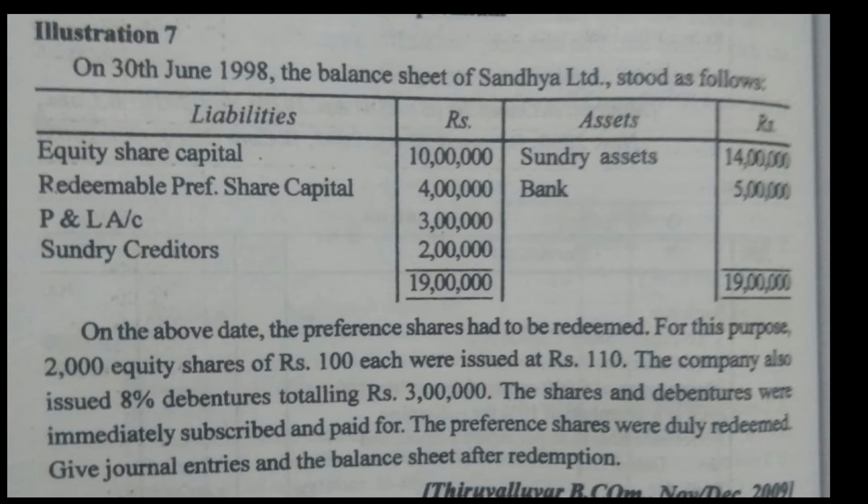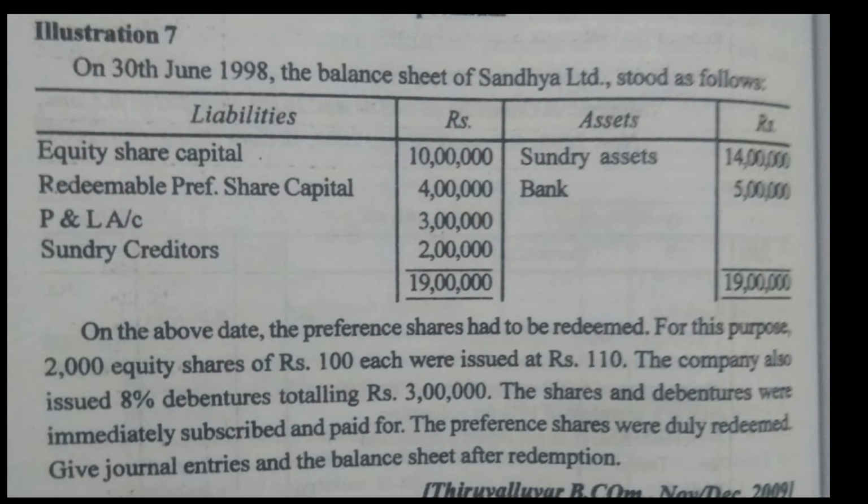Then next entry, for redeemable preference share capital to preference shareholders. The redeemable preference share capital account debit 4 lakh. Okay, the problem is silent with regard to redemption at premium or par. We assume it is only at par. So redeemable preference share capital account debit 4 lakh, redeemable preference shareholders 4 lakh. That's it.